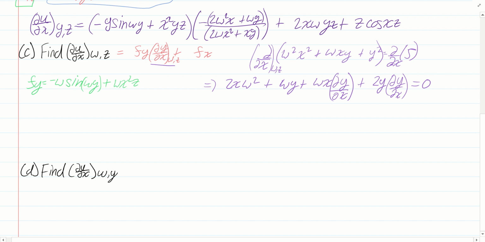Because again, we're taking the partial of 5 with respect to x, which is a constant, so it goes to 0. So now our next step is to isolate these terms here, so we can factor out the partial of y with respect to x. So now I'm going to move all the other terms to the other side. So we're going to have 2xw squared plus wy equals negative wx partial of y with respect to x minus 2y partial of y with respect to x.